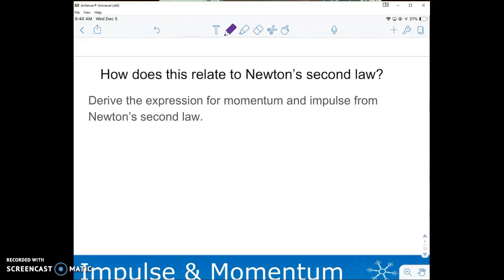Relating this back to Newton's second law, we know that force is equal to mass times acceleration. And acceleration is how something's velocity changes over time. So acceleration is really the change in velocity divided by the time. We know that impulse is equal to force times time, so if I multiply by time, I have to do it to the other side of my equation. I would get that force times time, or impulse, is equal to mass times the change in velocity, since time cancels out.